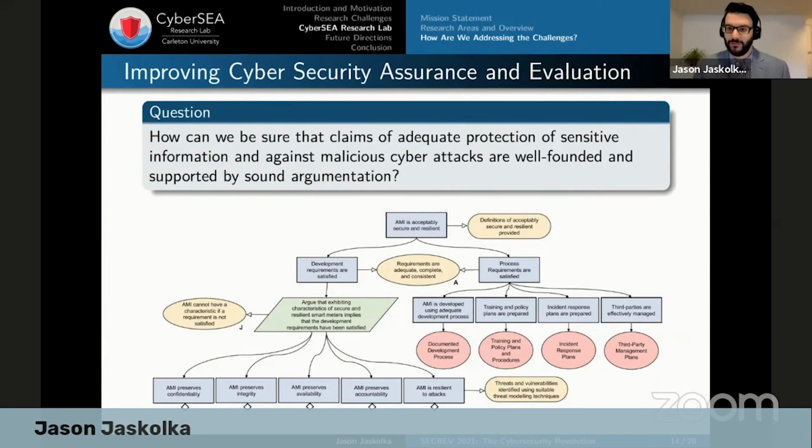So we have lines of work in the area of developing security assurance cases that can enable us to develop sound arguments supported by evidence to support any of the claims we make about the security and the resilience of these kinds of systems.